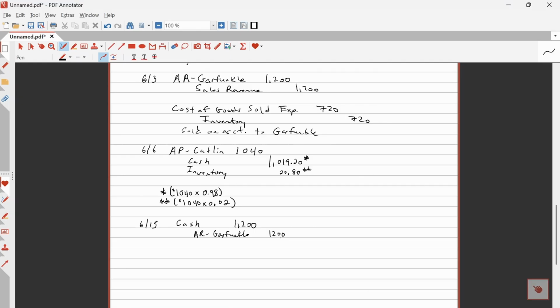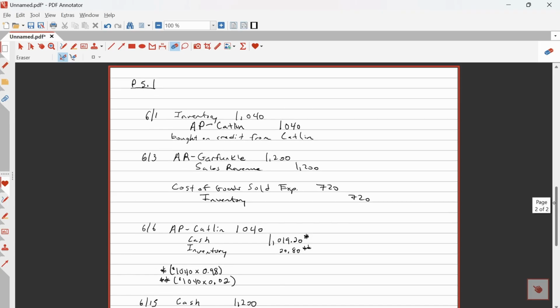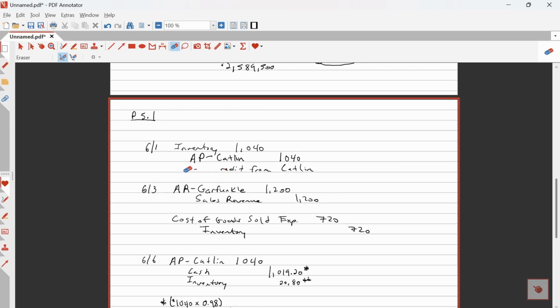17th. I guess I didn't need to put these notes. We don't have to clutter this document up. We can remember who we're selling to and from whom we're buying.